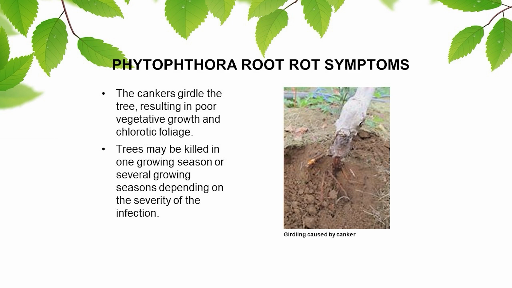Phytophthora root rot symptoms. The cankers caused by Phytophthora root rot girdle the tree, resulting in poor vegetative growth and light green chlorotic foliage. Without an effective management program, trees may be killed in one growing season or several seasons, depending on the severity of the infection.